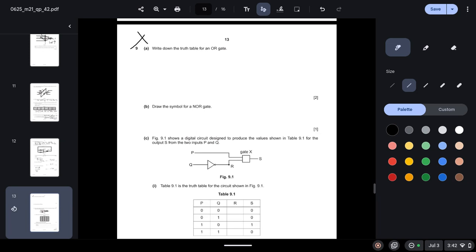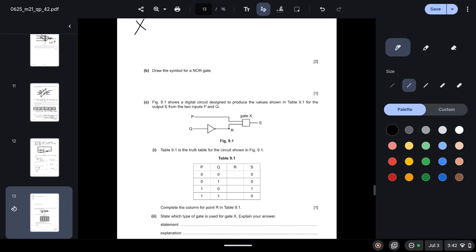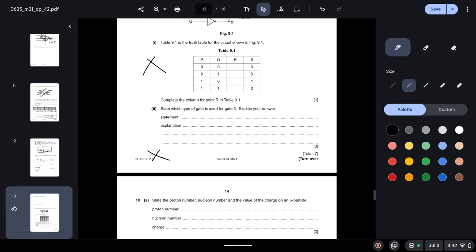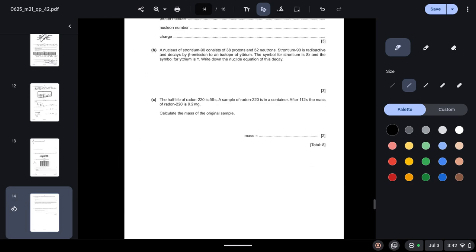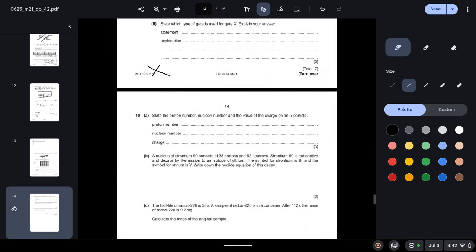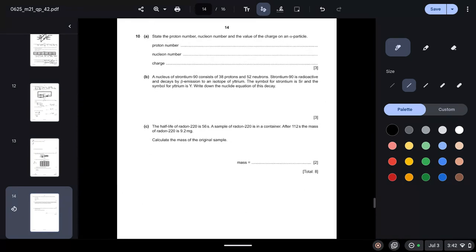Question 9 is not part of your syllabus anymore, so you can skip it. On to question 10 and the last question for this paper. State the proton number, nucleon number and the value of the charge in an alpha particle. So an alpha particle is of this nature. It has 2 protons, the nucleon number is 4 and it has a positive 2 charge, plus 2.